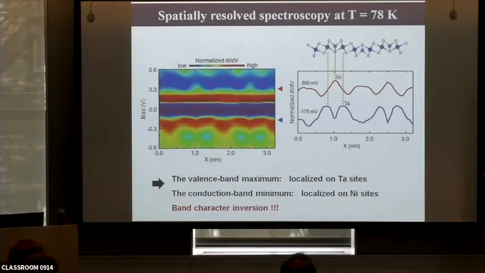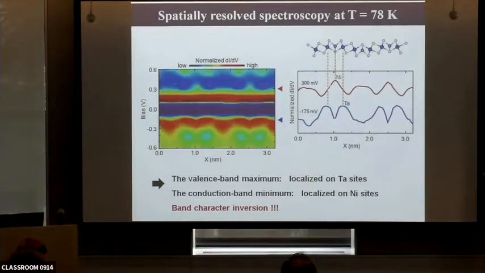So it means that the valence band maximum is localized on the tantalum side, and the conduction band minimum is localized on the nickel side. But remember that tantalum and nickel are d1 and d8 systems respectively. So tantalum provides the conduction band, and nickel provides the valence band. However, the STS measurements show the opposite trend. So therefore, the STS measurements show the band character inversion.